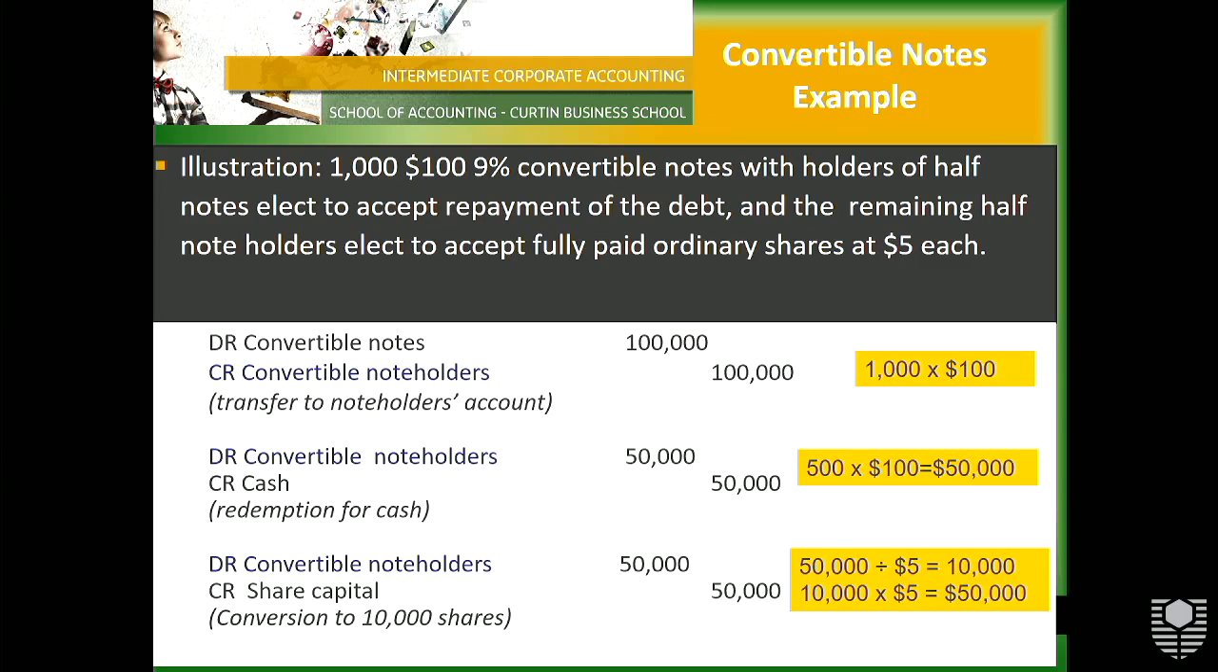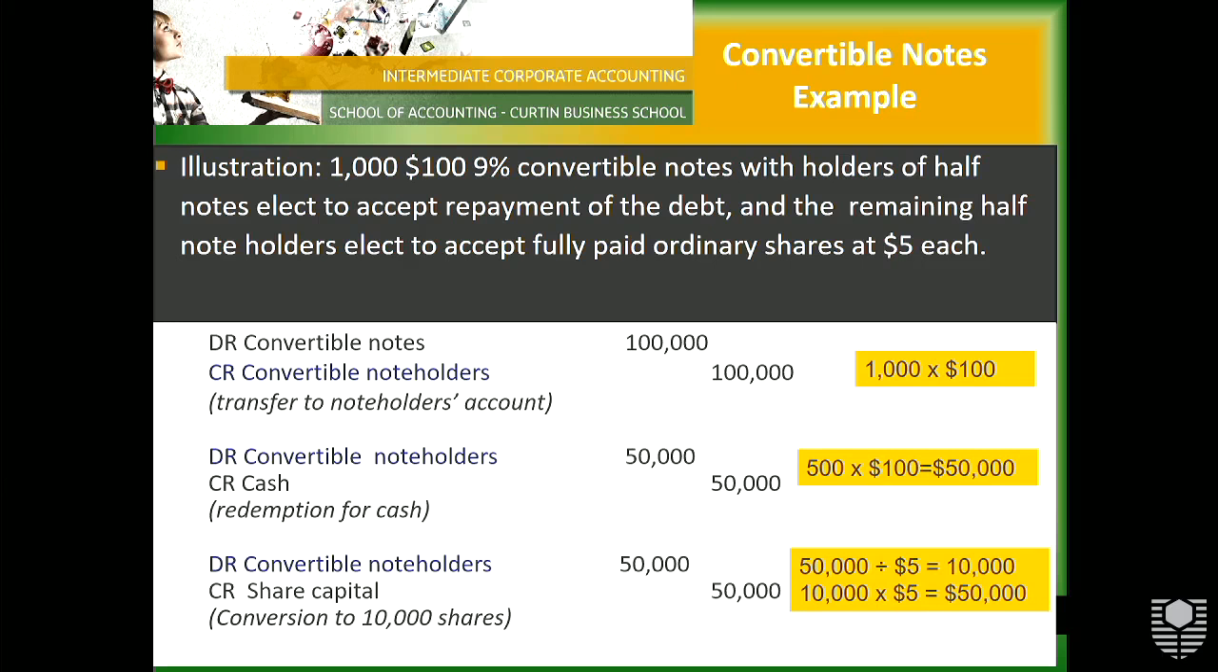We've got $1,100 convertible notes. They are 9% convertible notes. Half of the notes elect to accept repayment of the debt in cash. The other half want to receive fully paid ordinary shares at $5 each. So we've got 1,000 notes times $100, which gives you 100,000.